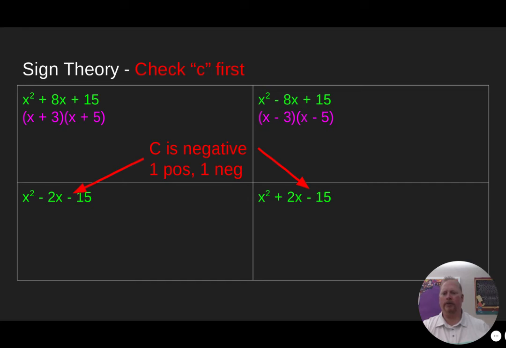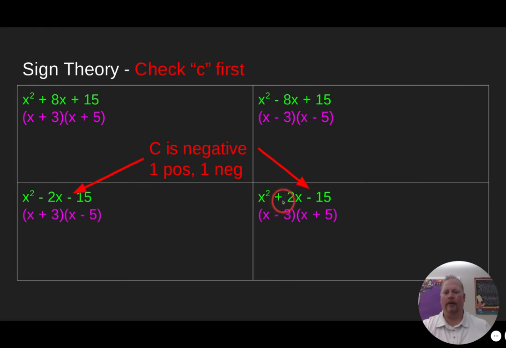So the answers to the bottom two are going to be x plus 3 and x minus 5, because positive 3 and negative 5 make negative 15. But when you add them up, you get negative 2. Over here on this one, I'm going to get negative 3 and positive 5 because those multiply to be negative 15. But a negative 3 and a positive 5 add up to be a positive 2.